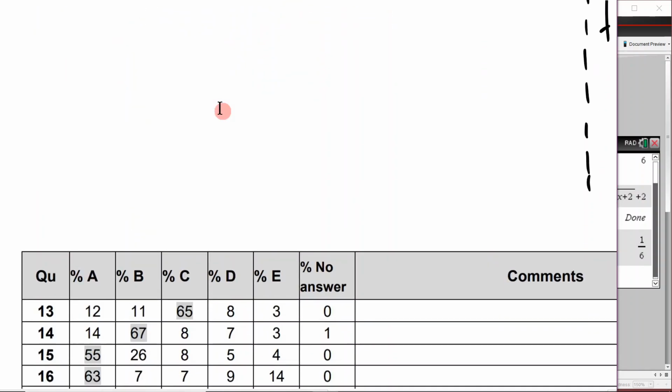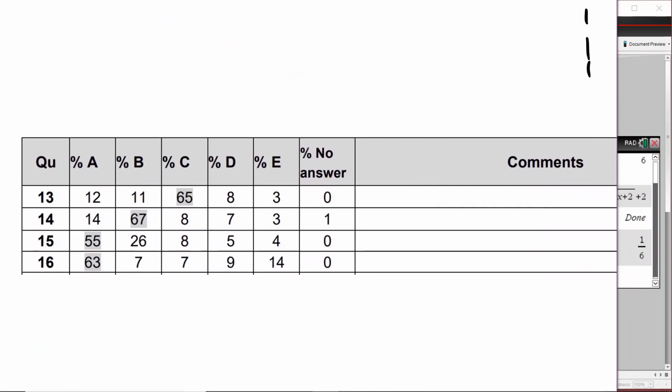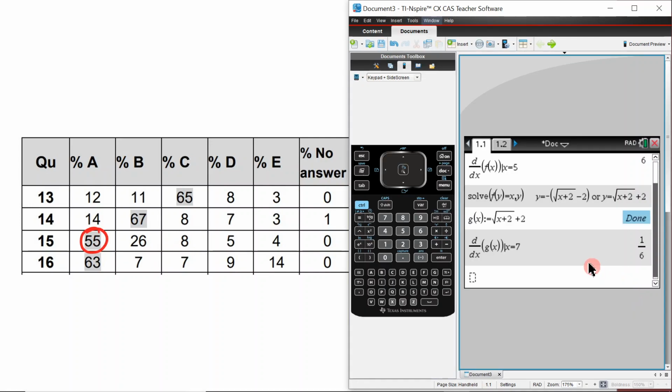If we come now and look at the examiner's report, this is question 15, and you can see that 55% of people got it. Now that's fairly high, and I think that's because a lot of people probably just relied on the second way I showed you, in which they found the inverse, then they differentiated and let x equal 7.